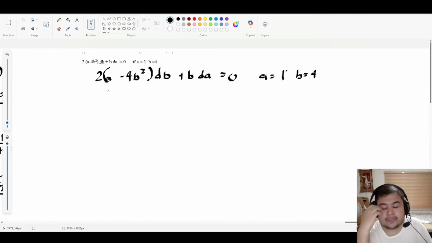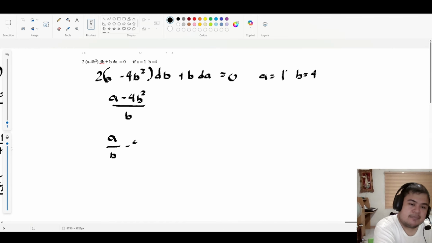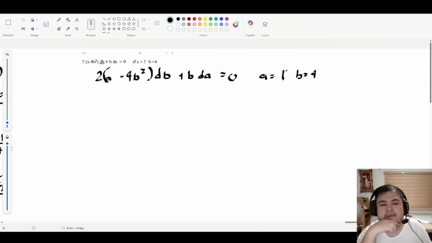So what we're going to do is we'll try, again, for separable, can we separate this? No, binomial, when it comes to that, we cannot separate that. How do we separate that? Divide by b, so it will just become a over b minus 4b. There will always be a variable existing in the term. So it is not separable.